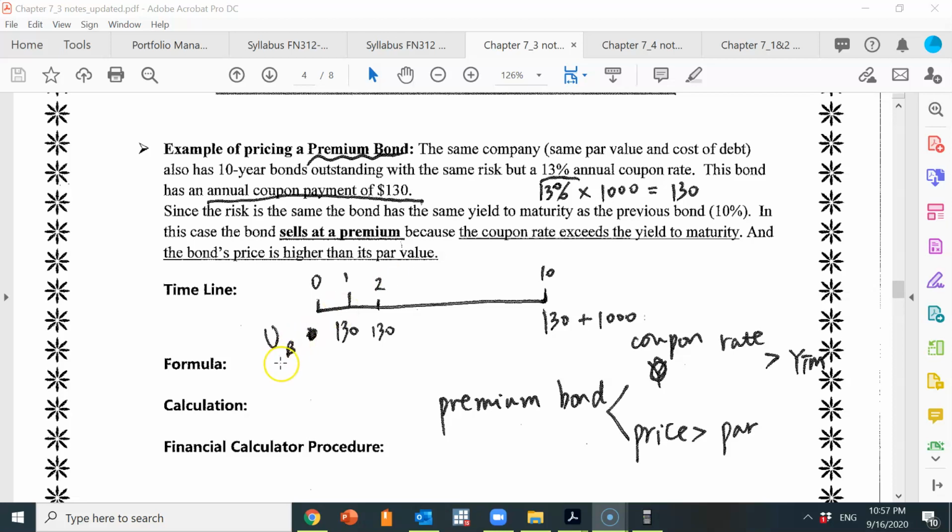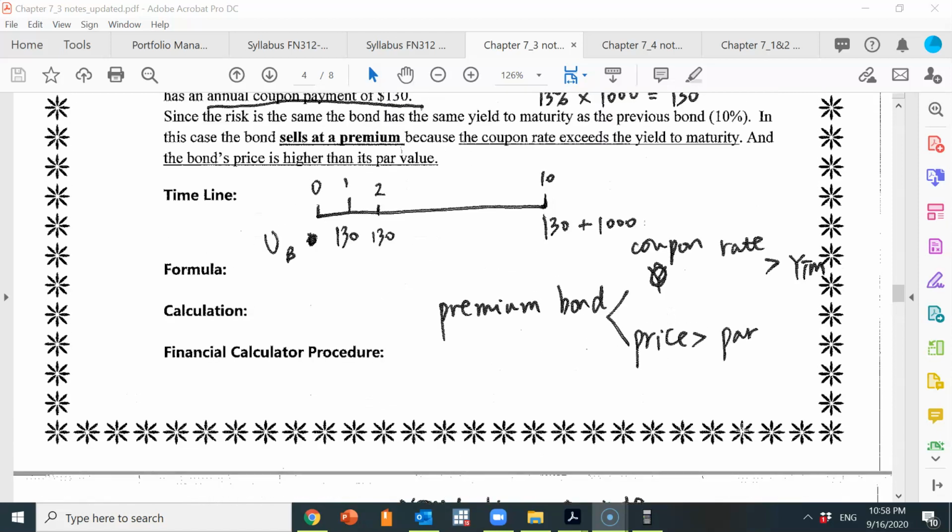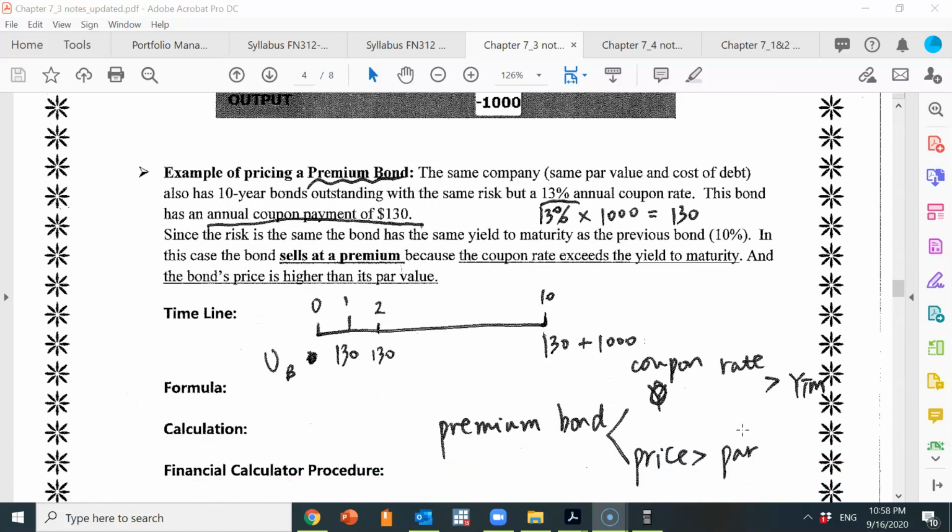Okay, so if we draw the timeline, we're still solving for VB at time 0, but we have 130 for 10 times, from year 1 to year 10, and we have a last 1,000 at the end of the 10th year. Okay, this is a premium bond, coupon rate higher than yield to maturity, price higher than par. You could probably pause the video now, and try to work on your own to solve for the bond price. You can either discount 10 of the 130s and also discount 1,000 and add them up to get the bond price. This is using our formula, or you can use our financial calculator.